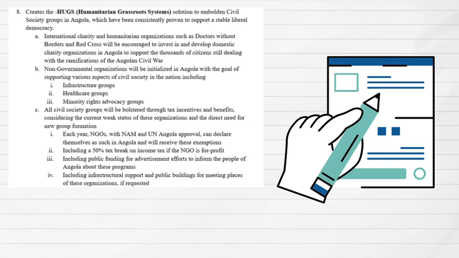Also, a lot of specifics. It talks about working with humanitarian organizations, and they specify those humanitarian organizations. They specify that they're going to try to work with Doctors Without Borders. They specify that they're going to try to work with the Red Cross. Lots of specifics. They also specify that they're going to include a 50% tax break on income tax if the NGO is for profit. So again, you can see how specific this clause is getting. They're including specific metrics, specific organizations, and specific numbers showing that there is tangible research to back up this clause.